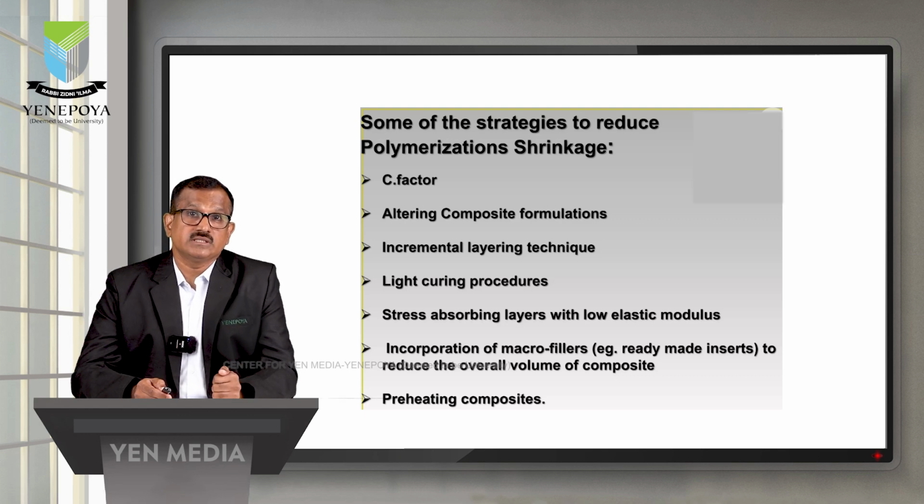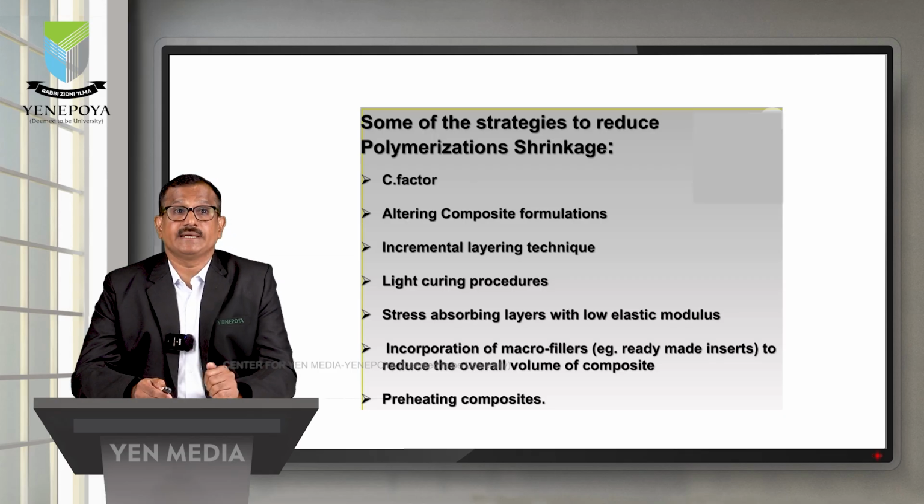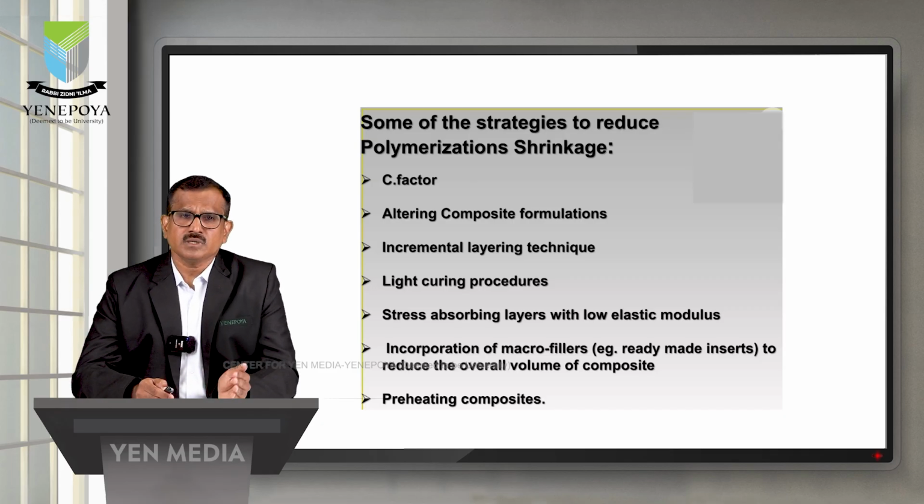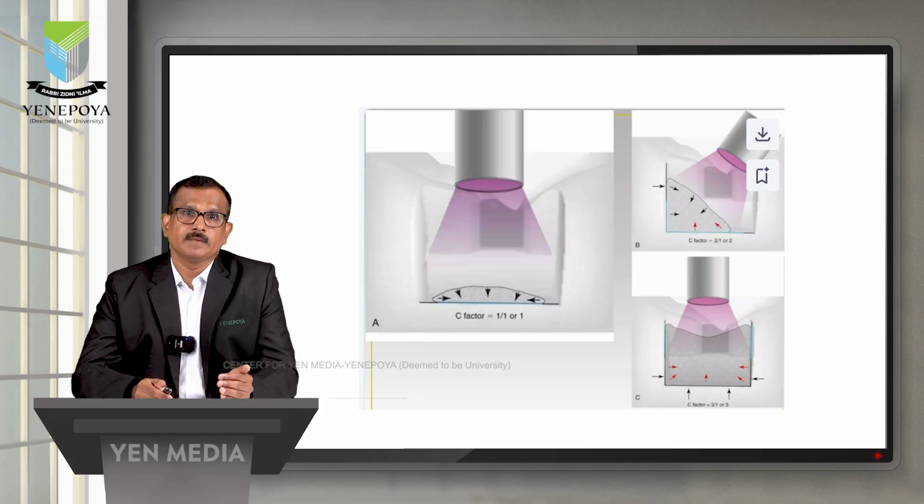So how do we reduce it? Altering composite formulations, incremental layering techniques, and light curing procedures can be modified, like multiple lights can be used from all the sides. Then stress absorbing layers with low elastic modulus, maybe giving some liners on one wall, and that's how we can reduce it. Then incorporation of macro fillers to reduce overall volume, and preheating composite, like the injection mold technique I told you about.